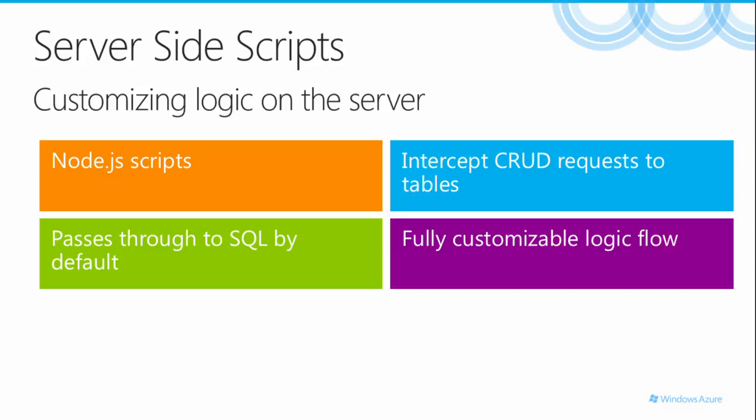Intercepts CRUD requests to tables, say that really fast. By default, it's a straight pass-through to SQL. It's fully customizable in terms of how you have that code execute. So if you wanted, you could basically not save to SQL. You could use the Azure Node SDK, and you could go and perhaps write your data to table storage if you prefer to do that.